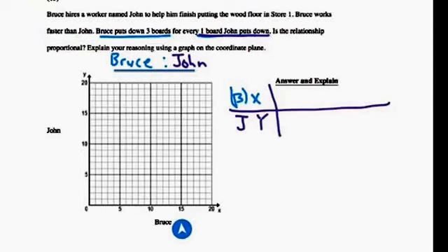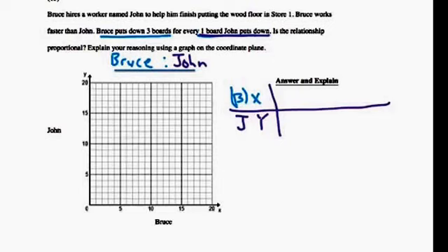So here we can see Bruce and John are already assigned to the axes of the graph. So that makes Bruce x and John y. And so one step would be to collect some data in a table. We would need at least 2 coordinate pairs x, y to test the relationship in a graph.